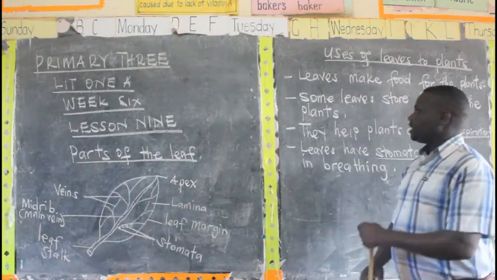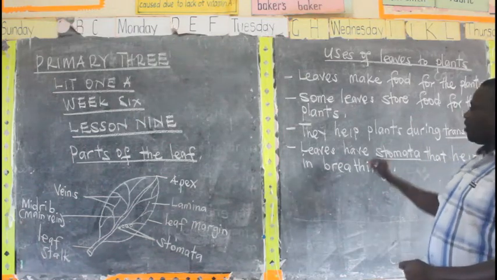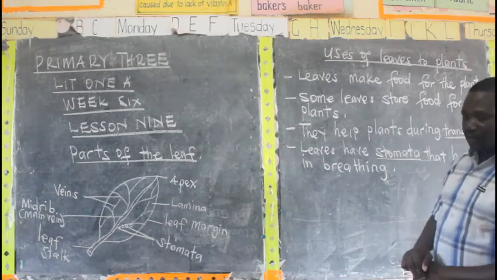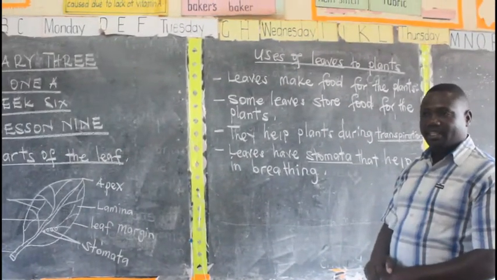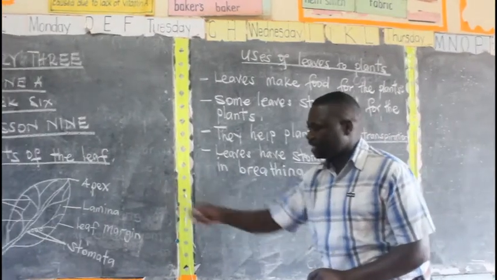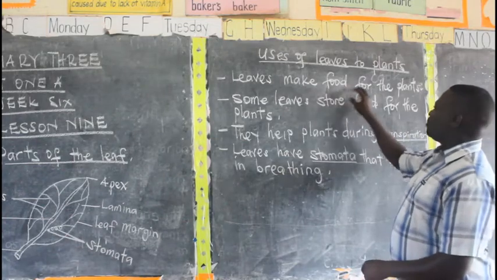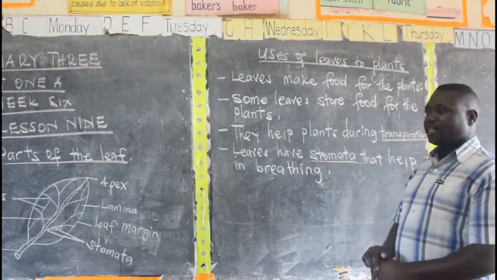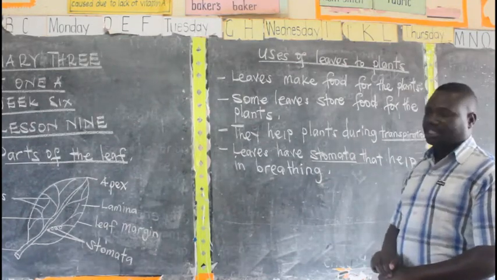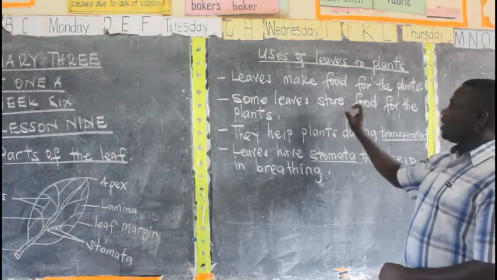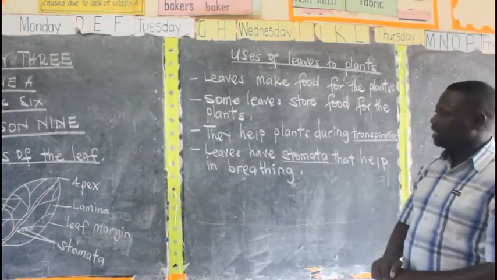Then after that, we are now moving to uses of leaves to plants. How useful are leaves to plants? 1. Leaves make food for the plants. Plants also feed. They eat like us. So leaves make food for the plants. And afterwards, we shall even look at that food and what it is called. But what I should have right now is that leaves make food for the plants because they feed.